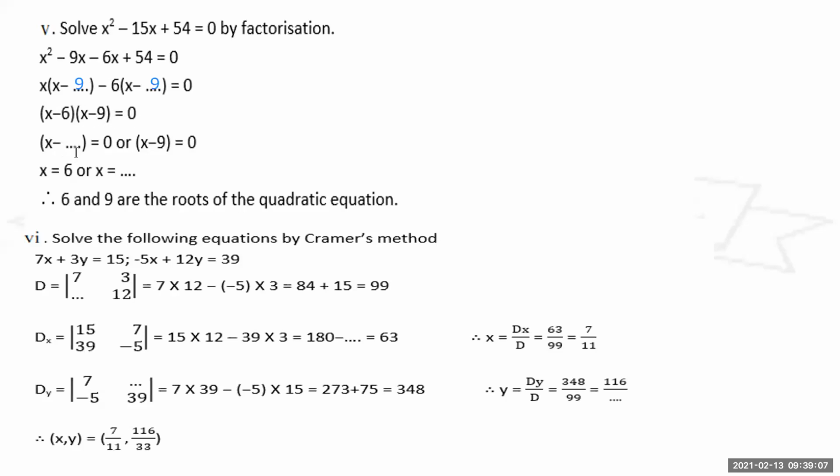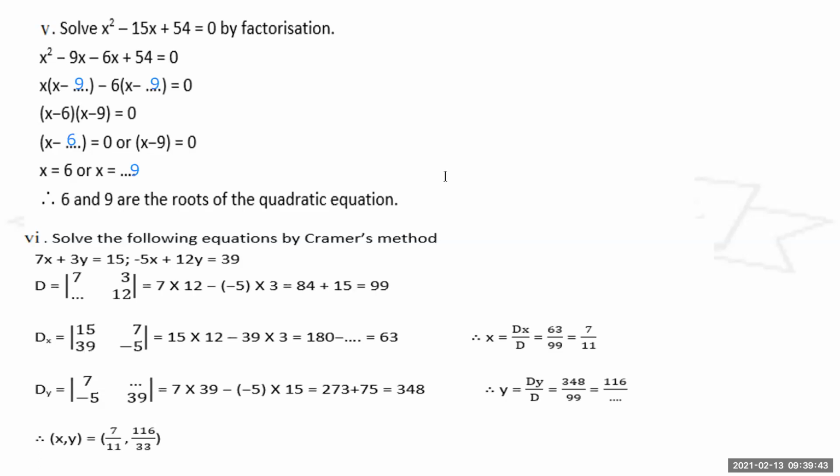So here, you'll separate them out and you'll get the answer. x minus 6 equals 0 or x minus 9 equals 0. So the value of x is 6 or the value of x is 9. This is clear. So therefore 6 and 9 are the roots of the quadratic equation. Is this clear to all the students? No difficulty in this? We'll move ahead.